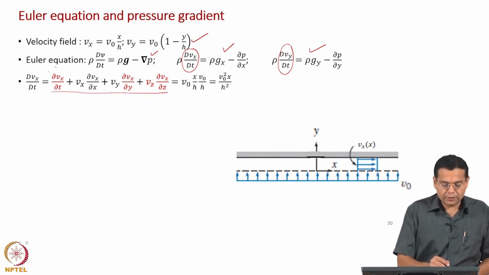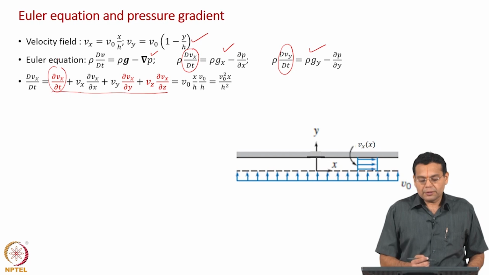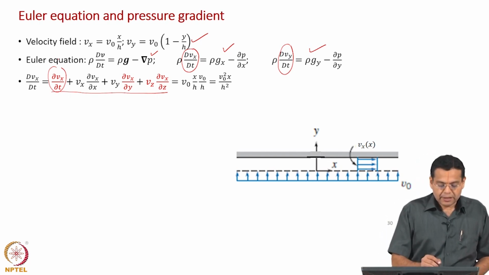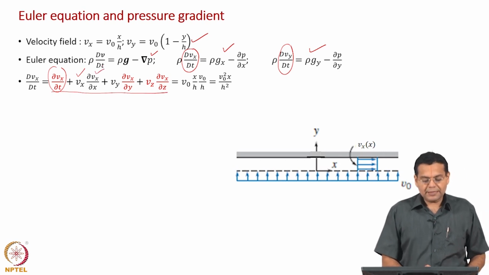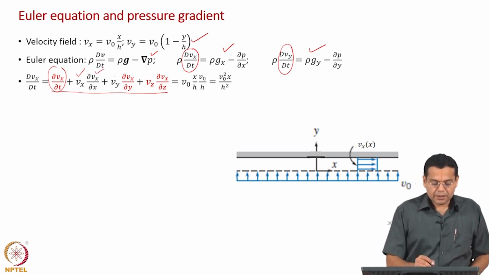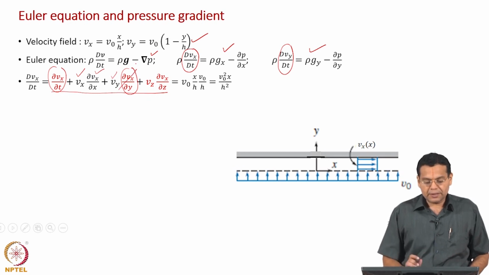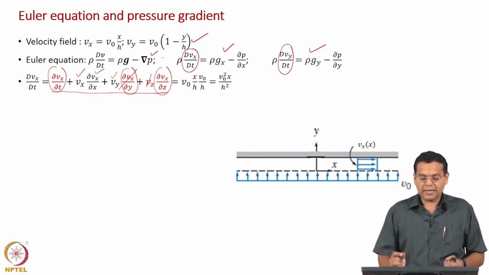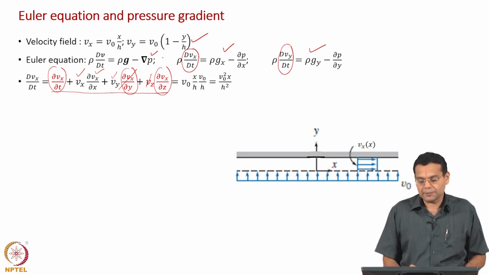We have dou vx by dou t and that is 0, because it is a steady state flow, and then we do have this term Vx, and Vx is a function of x only. So, this term also is present. Next term you do have Vy, but Vx is not a function of y, hence this term is 0. Coming to the next term, of course there is no Vz component and Vx is also not a function of z, we are considering only xy direction. So, that term also does not appear.